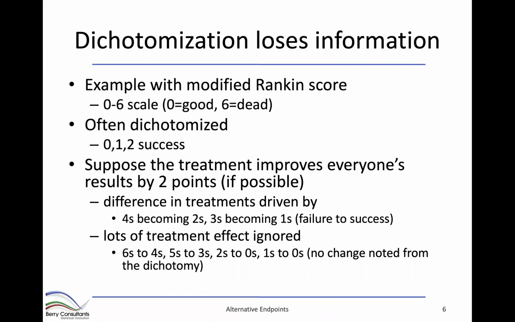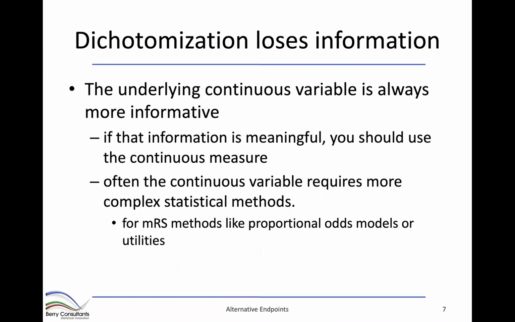So generally, you don't want to dichotomize. The underlying continuous variable is always going to be more informative. And so if that information is meaningful, you should be using the continuous measure. The 5s going to 3s matter, so you'd like to get those included. One of the reasons that the continuous measure is not used is that there's often a discussion about interpretability. Certainly that's a discussion that's important, but again, you want to weigh that versus the information that's lost.